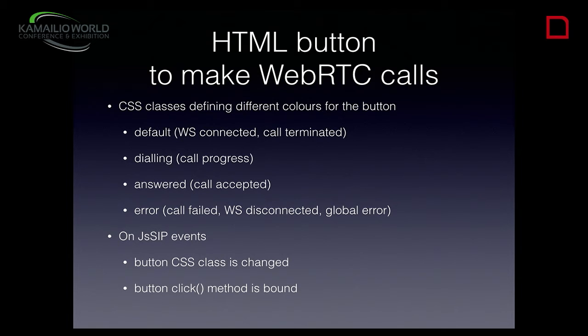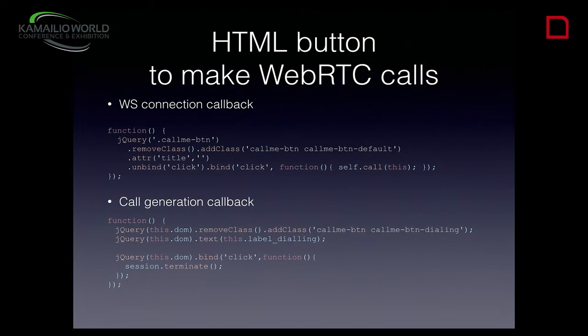If we have just answered the call, the click method will be to terminate the call. Since we've got only one button, we don't have the possibility to put on hold or mute unless we create another button. So how can we do it? Seeing it in code.